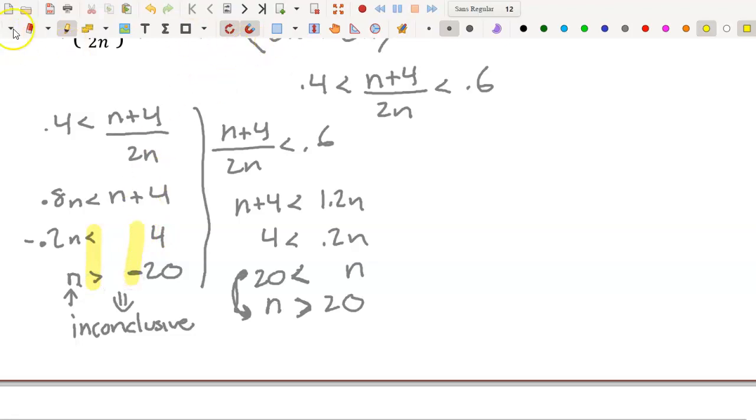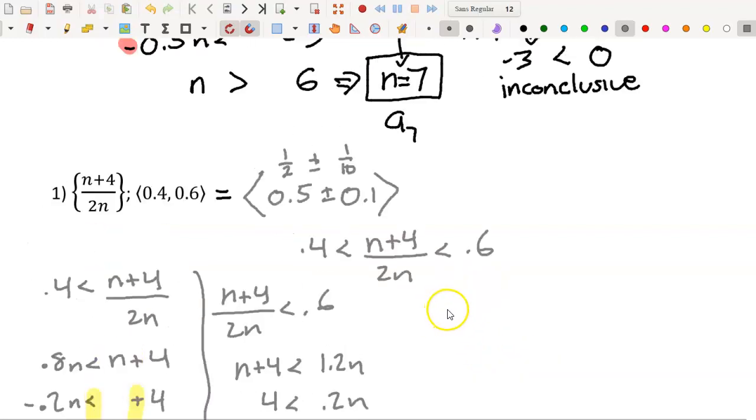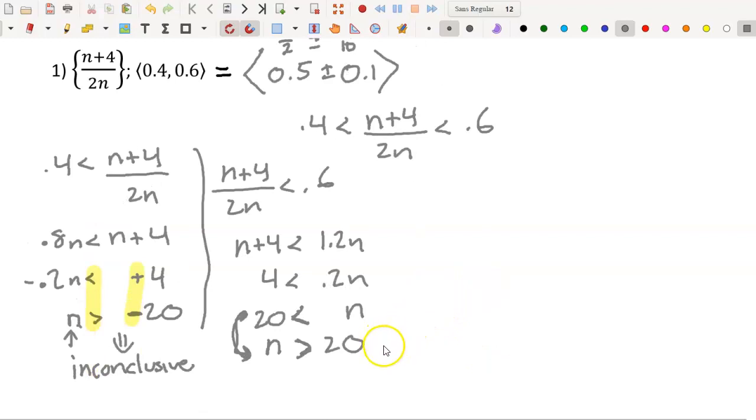Two sign changes. Positive and negative, less than to greater than. Okay, so what is the answer? What's the answer? 21. N equals 21. Because of this, 21.